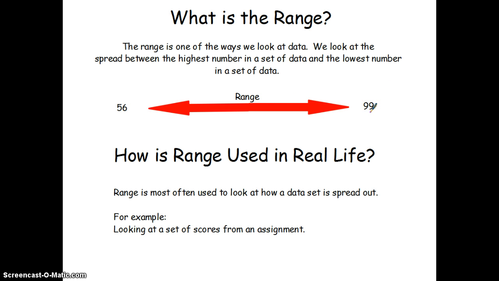So in real life, for instance, we look at how data is maybe spread out. Maybe we might look at a set of scores from a single assignment. A teacher might look at what was your highest score, your lowest score. You would hopefully want a smaller spread on the scores, meaning the smallest amount of difference between those two. And so that's sometimes some data that you're going to look at.